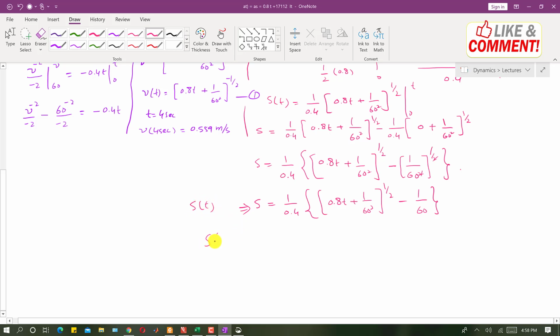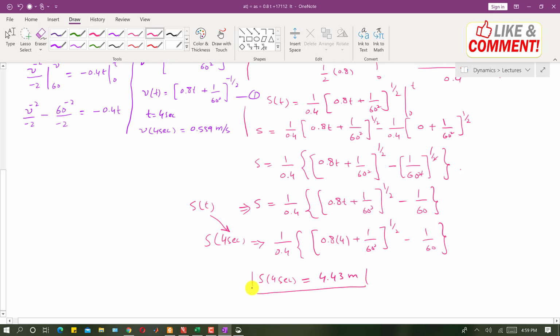Now when we want to find the position after 4 seconds, we need to put t equals 4 seconds into this whole equation. So this will be 1 divided by 0.4 times ((0.8 into 4 plus 1/60)^2) to the power 1/2, minus 1/60. This gives the position after 4 seconds, which comes out to be 4.43 meters. So this is the solution of this example.